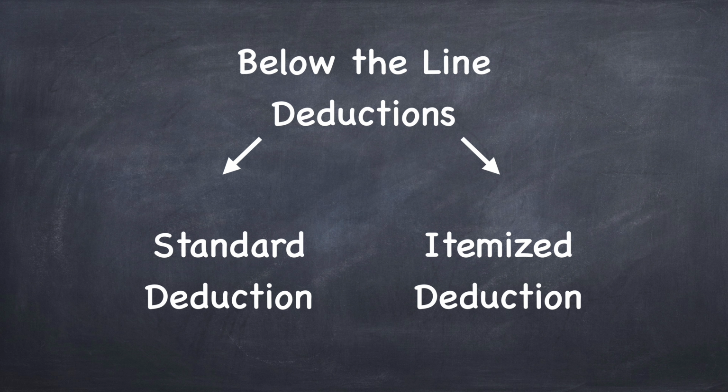Okay, so if adjustments are above the line deductions, what are below the line deductions? For these, taxpayers can choose one of two options, either the standard deduction or itemized deductions. The standard deduction is a flat dollar amount set by the federal government. The vast majority of US taxpayers take the standard deduction because it's simple, automatic, and often results in the highest deduction for most people. Itemized deductions are a little more complicated. Instead of taking a flat standard deduction, an itemizer would add up all their itemized deductions and take that amount instead. Common examples of itemized deductions include your mortgage interest, state and local taxes, charitable donations, and medical expenses.